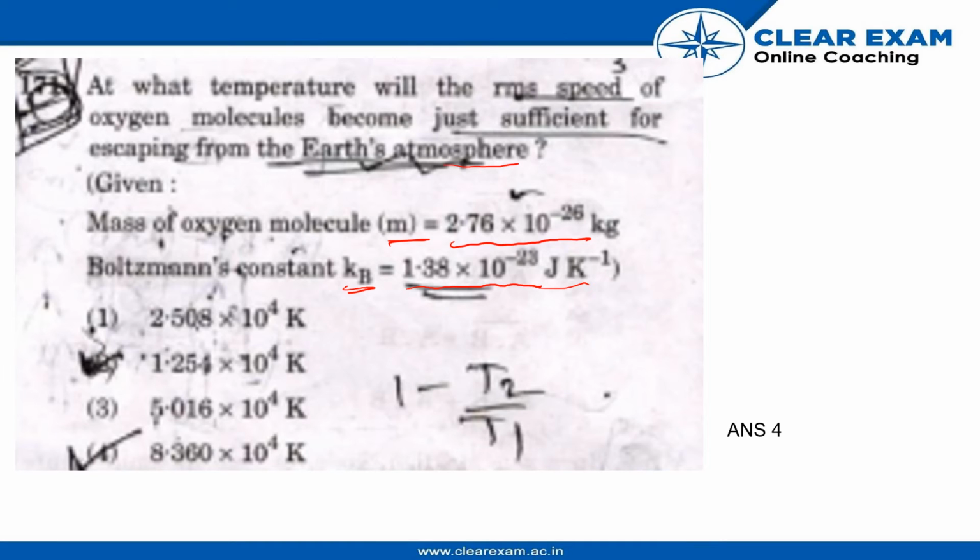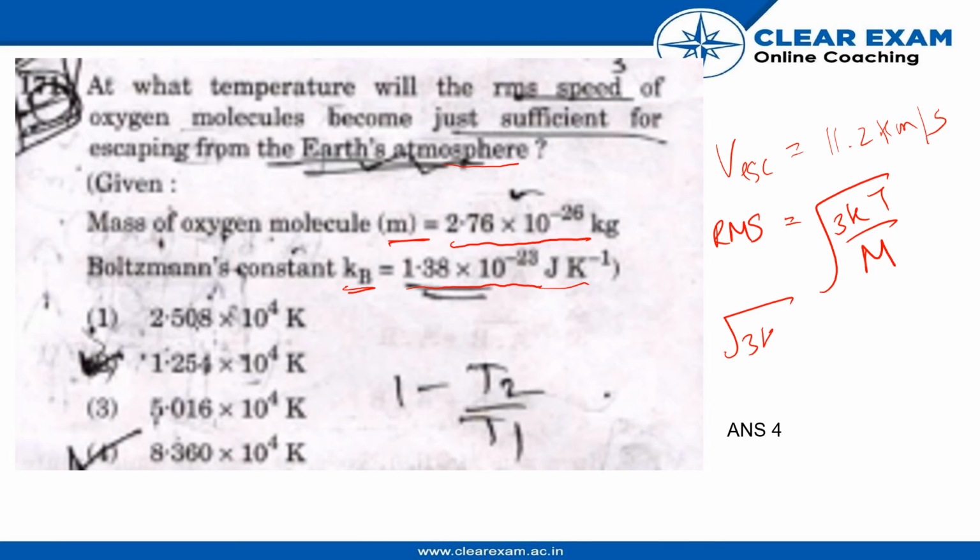Now here the escape velocity is equal to 11.2 kilometers per second. The RMS speed is the square root of 3kT/m. So we'll be doing the square root of 3kT/m equals 11200.